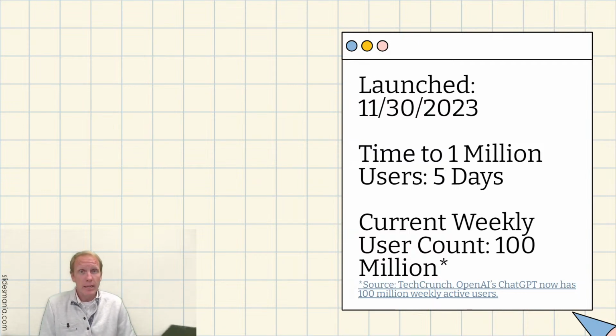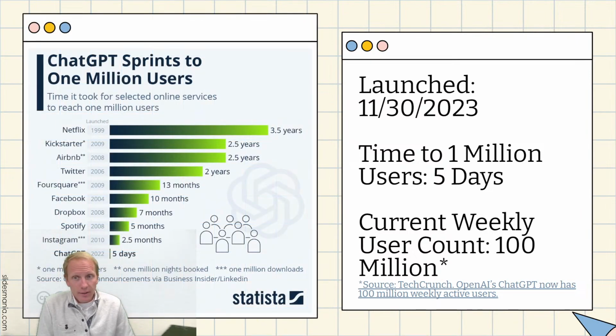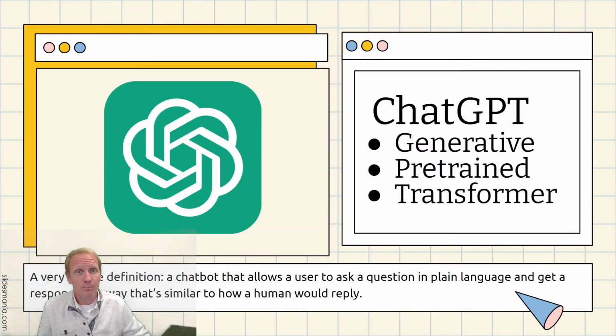To put that into context, it took Airbnb 2.5 years to get to 1 million users. It took Netflix 3.5 years to get to 1 million users. It took Spotify 5 months. It took ChatGPT 5 days to get to 1 million users. And chances are those users are sitting in your classroom. They're sitting in my PD sessions. So we've got to really start talking about this technology really quickly.